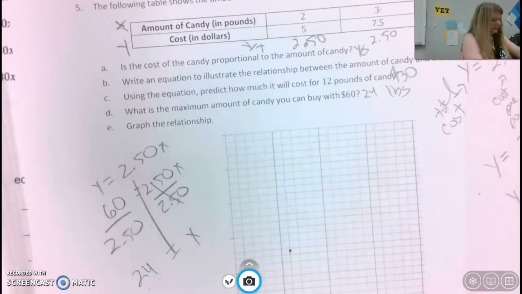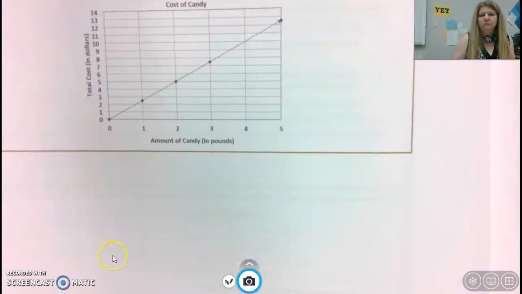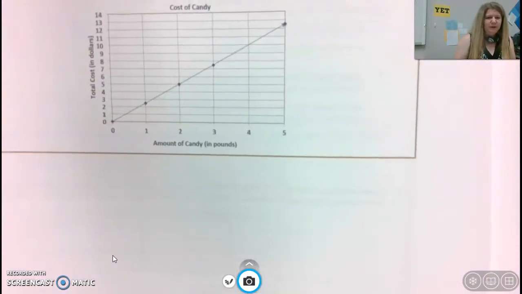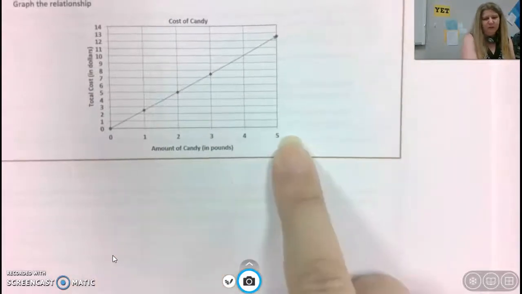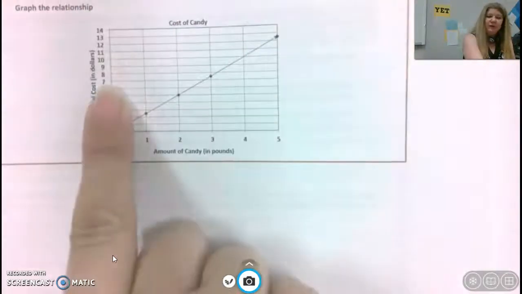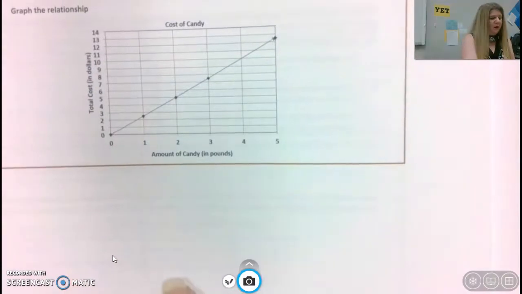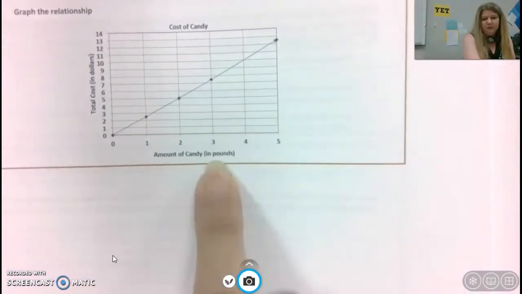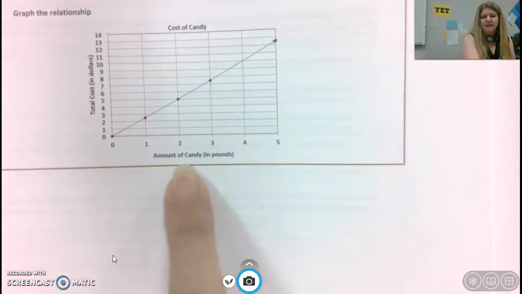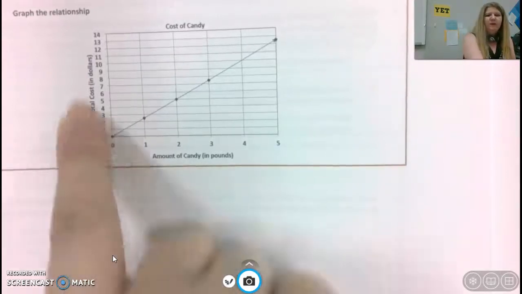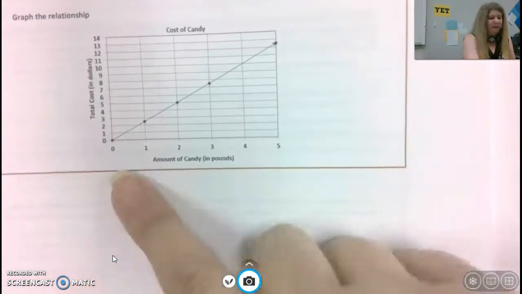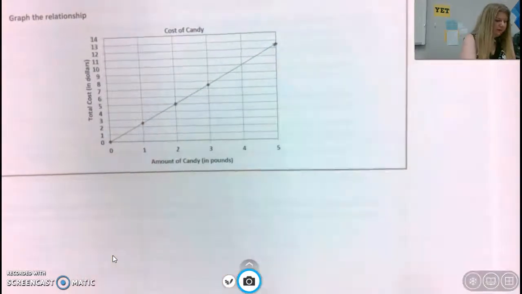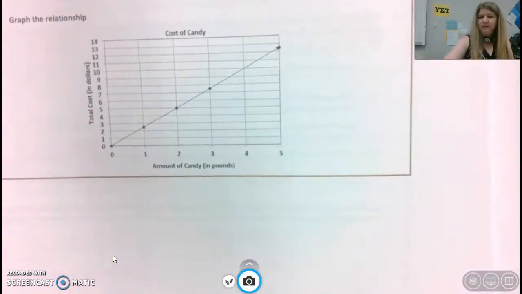And then graph the relationship. So I actually pulled up a graph here. You have to think about using your information. What are you going to count by on this x-axis? What are you going to count by on the y-axis? But even before that, which label goes here for the x-axis? That's the amount of candy, and we labeled that on our graph. And then you have to think, okay, what goes for the y-axis? That's the cost, and we had that labeled as well. Then you just graph your points, and that's graphing the relationship.